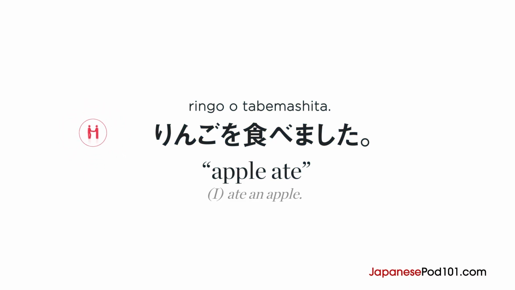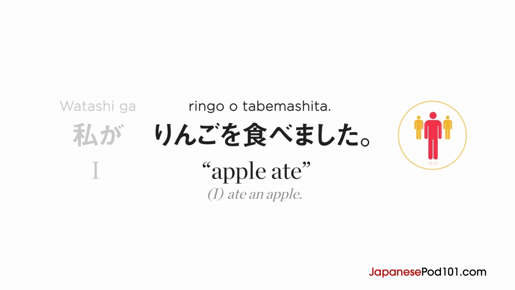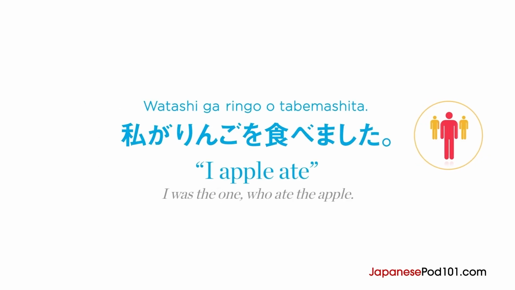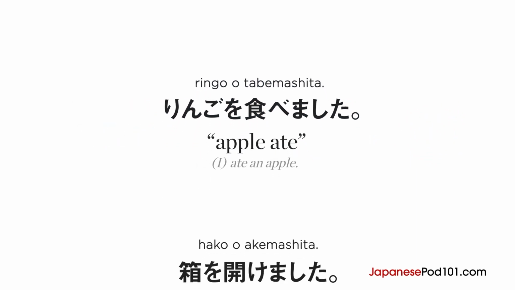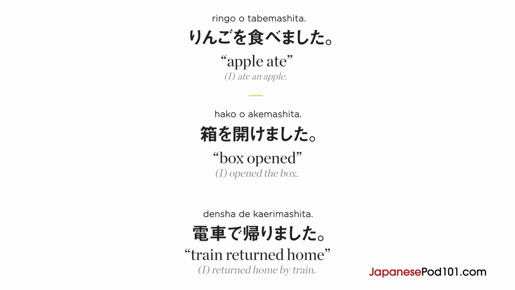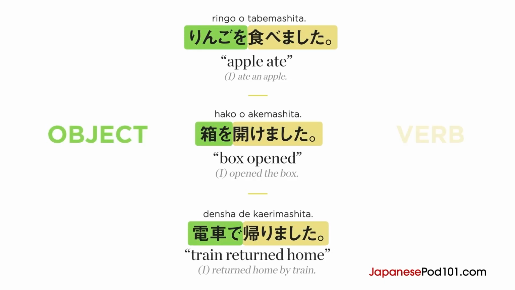On the other hand, when it's unclear who or what the subject is, or if you wanted to place emphasis on the subject, like if you wanted to declare from a group of people that it was you who ate the apple, then you would include the subject. 私がリンゴを食べました. But more often than not, most sentences spoken in daily Japanese conversation can be spoken without including the subject at all, particularly if that subject is you. 箱を開けました. 電車で帰りました. Knowing this, we can easily express any simple action in Japanese using just the object and the verb.